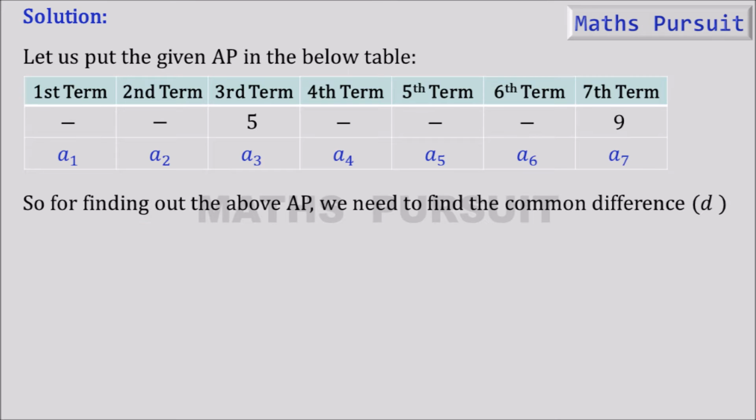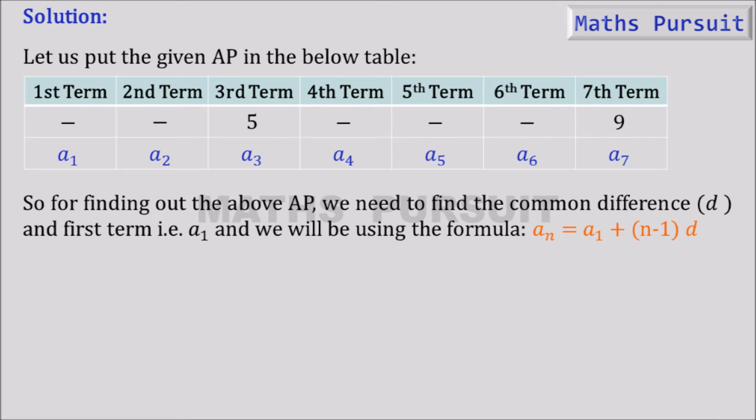Now we are going to find out the above AP. We need to find the common difference D and the first term, that is A1, and we will be using the formula AN is equal to A1 plus N minus 1 into D. So guys, that means we are going to find out the missing values. In order to find out the missing values, we require the first term, the A1 value, and we require the common difference. If we get these two things, then it would be easy to determine the other terms. So that is what we are going to do now.